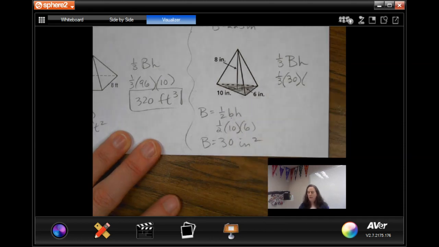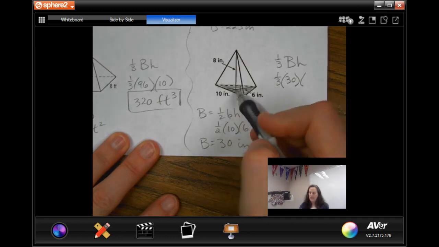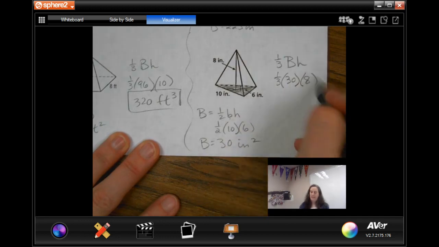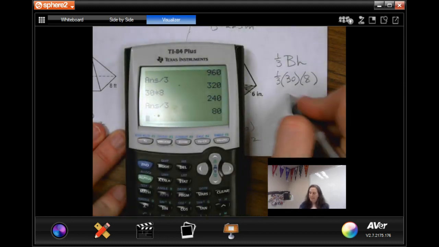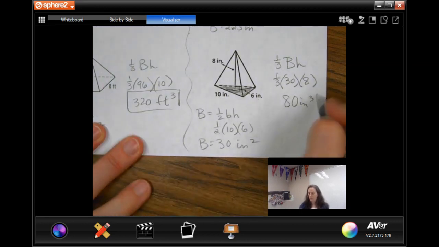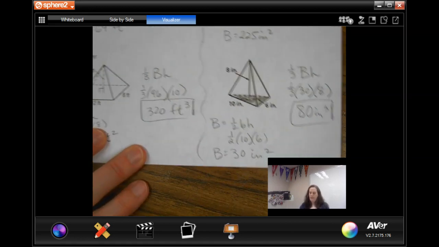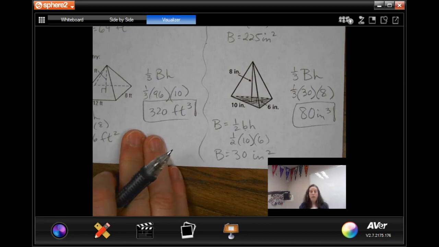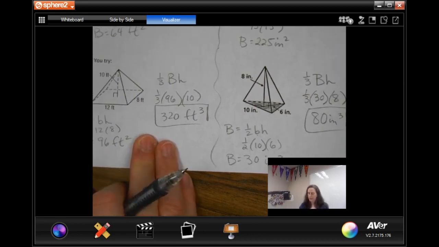Now what's the height of the pyramid? We need a perpendicular line that goes from the vertex to the base, and that is 8 inches. 30 times 8, 1/3 of that is 80 inches cubed. Okay, that's the volume of a pyramid, 1/3 of the volume if it were a rectangular or just a regular prism. Triangular it could be.